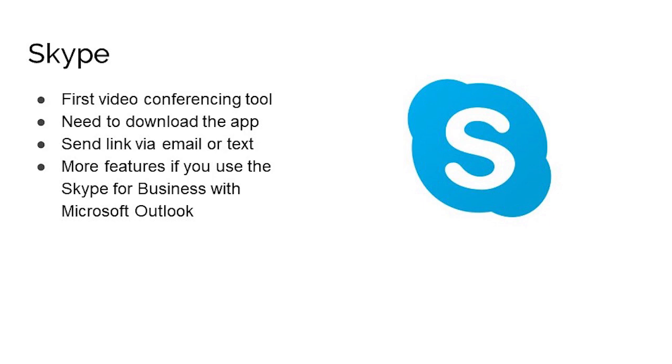Skype was one of the first video conferencing tools out there. To use it, you need to download the app or create a Skype account on your computer, iPad, or phone. You can set up a call on Skype and send the link via text or email. This video will show you how to use the free Skype app, but there's much more functionality if you want to upgrade to the Microsoft Outlook Edition, Skype for Business.